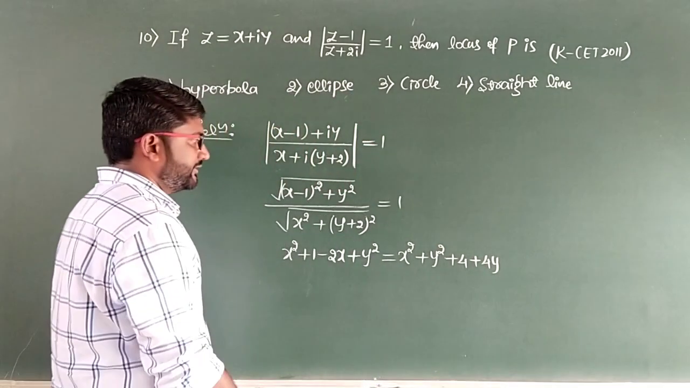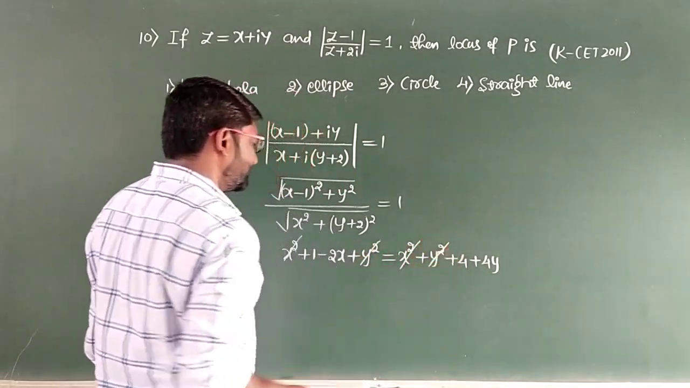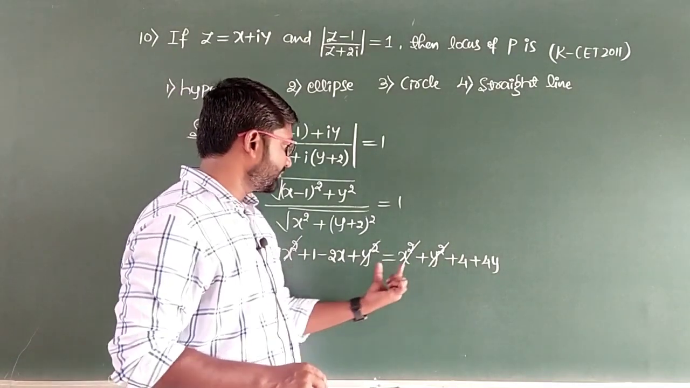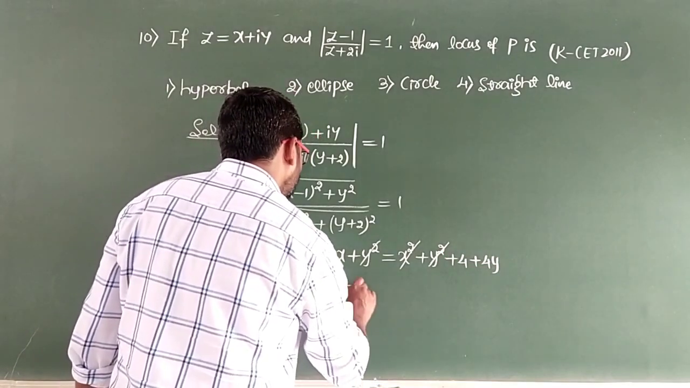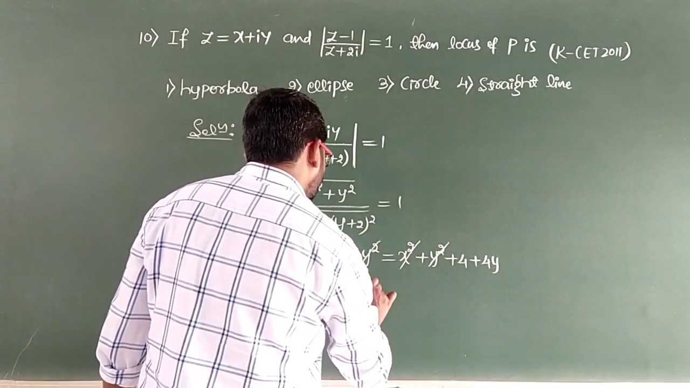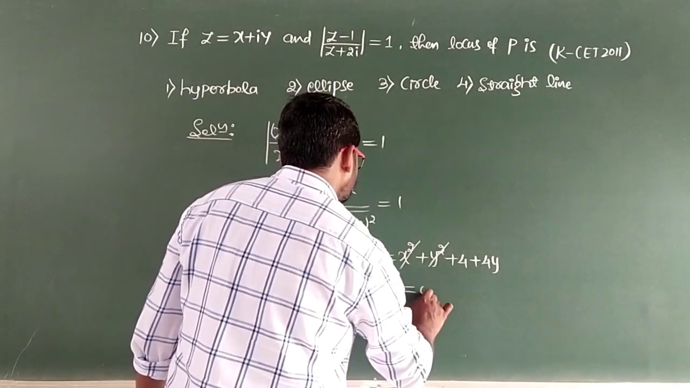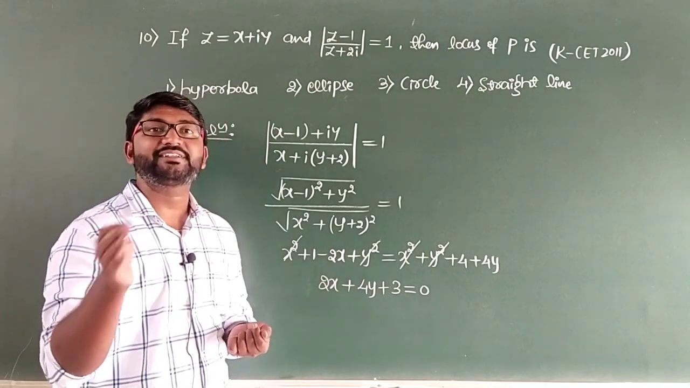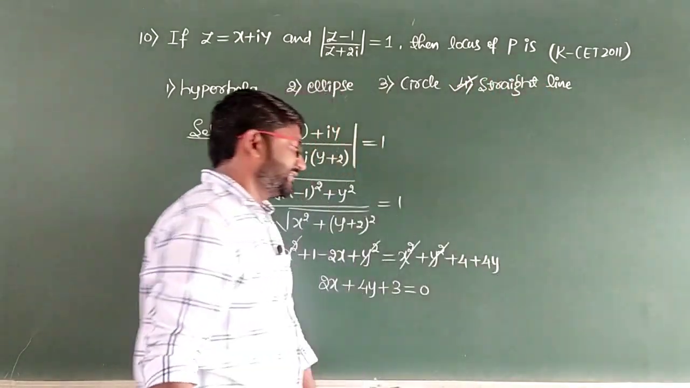So now x square gets cancelled, y square gets cancelled, then I'll take these two terms to the right hand side. Overall what do we get? 2x plus 4y, then 4 minus 1 it will be 3. 2x plus 4y plus 3 is equal to 0. That means it is in the form of ax plus by plus c equal to 0. It is a straight line. Option 4 is the correct answer.